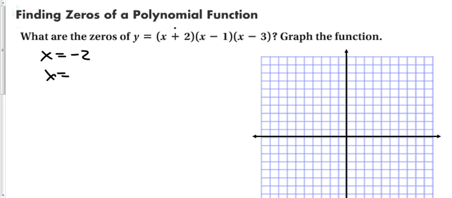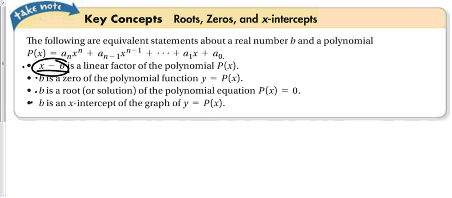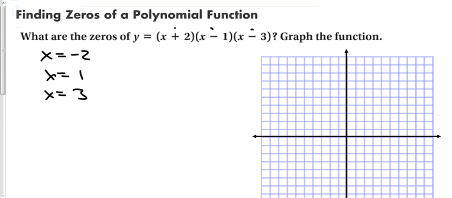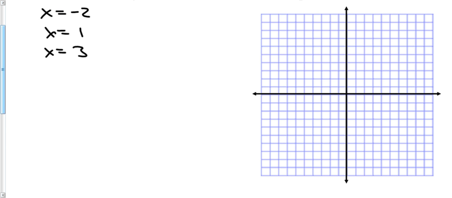X is going to equal +1 with this factor. And then x is going to equal 3 with this factor right here. So based on that, we can then start to graph this function. So let's plot those 3 points. And remember that because they're zeros of the function, it also means that they're x-intercepts. So that means that I can take those 3 points and put them onto my graph at -2, at 1, and at 3.